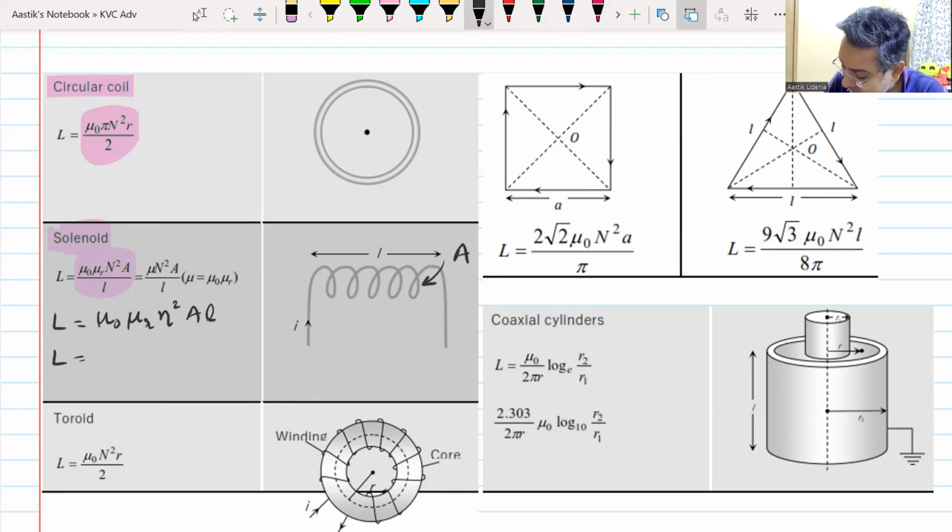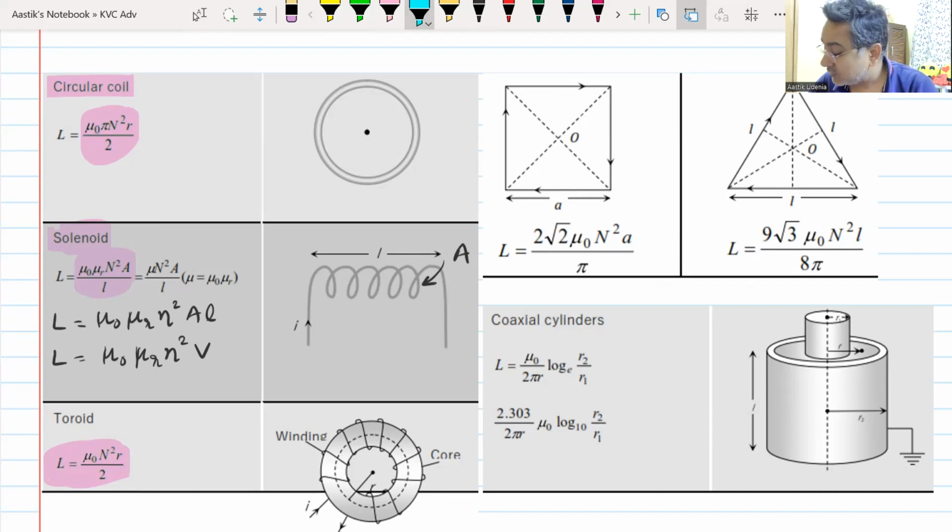You can also write this L as mu naught into mu r into small n square into V, where V becomes the total volume of the solenoid. Do we understand this? Yes, sir. The next formula is the formula for a toroid, mu naught N square r by 2, where N is the total number of turns. You can compare this formula to the formula of circular coil and you will find both the formulas are same. Yes or no? Yes, sir.